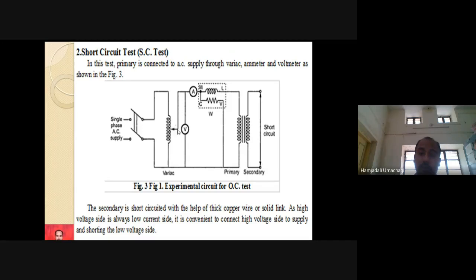Why full load? Because we are allowing the transformer to carry the rated current. If it is carrying rated current, then copper losses will be maximum. If copper losses are maximum, then that type of current we call short circuit current or full load current. Are you getting my point?